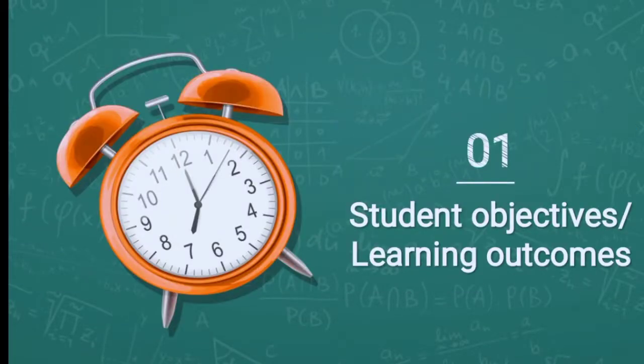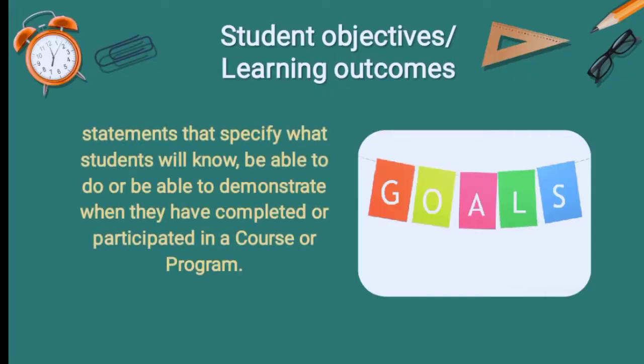So the first part of a learning plan is the student objectives or learning outcomes. Student objectives or learning outcomes are the statements that specify what students will know, be able to do, or be able to demonstrate when they have completed or participated in a course or program. So this is the instructor's or the teacher's purpose for creating and teaching their course.